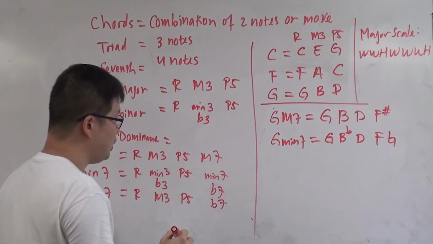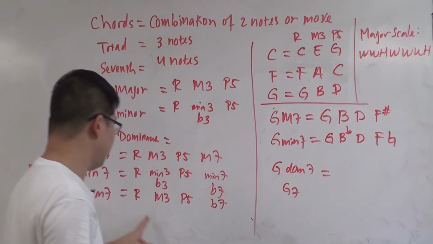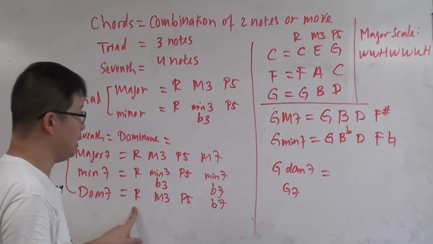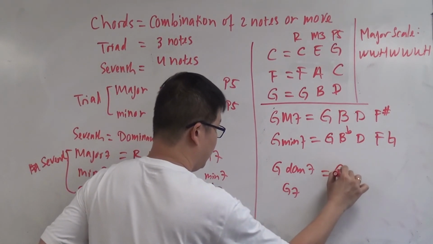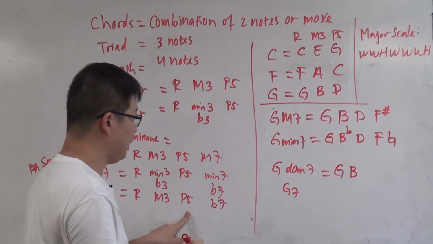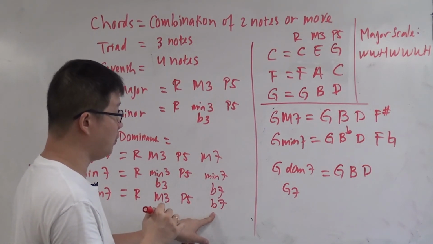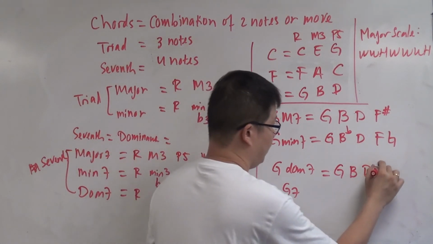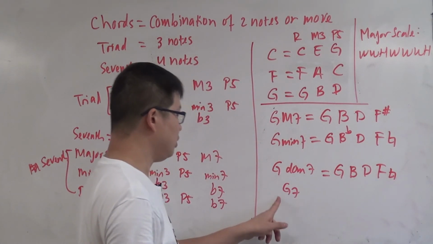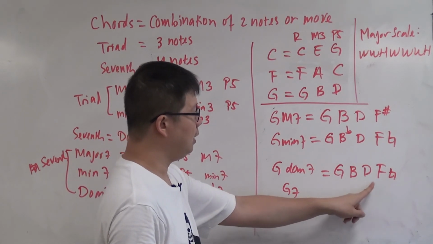Now let's try to build G7. So G dominant 7 or G7. The rule says root, major third, perfect fifth, and minor 7 or flat 7. So the root is G. Major third of G is B. Perfect fifth of G is D. And minor 7 or flat 7 of G is F. If you want to be clear, you can also put F natural. So the notes of G dominant 7 or G7 are G, B, D, F natural.